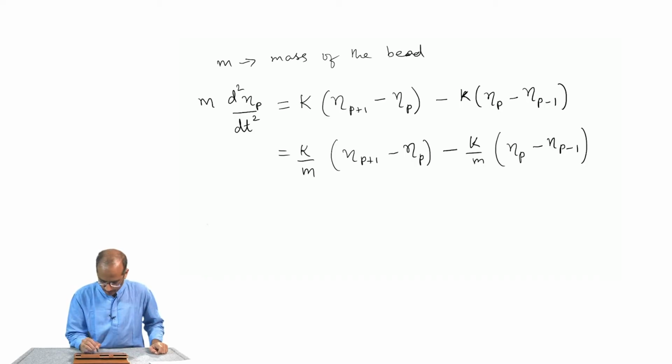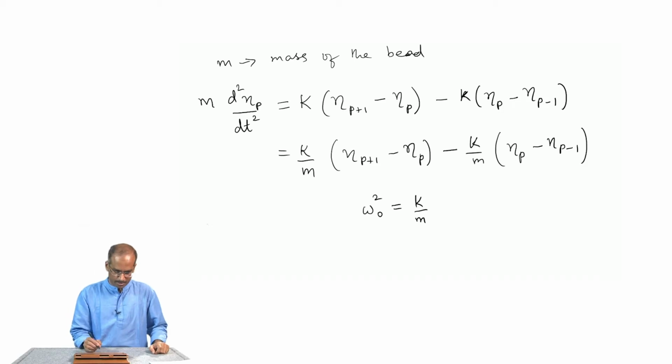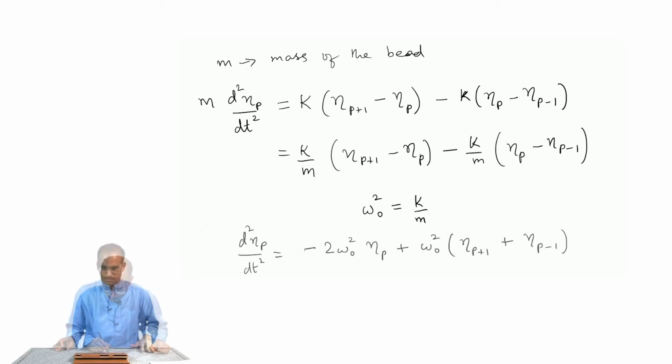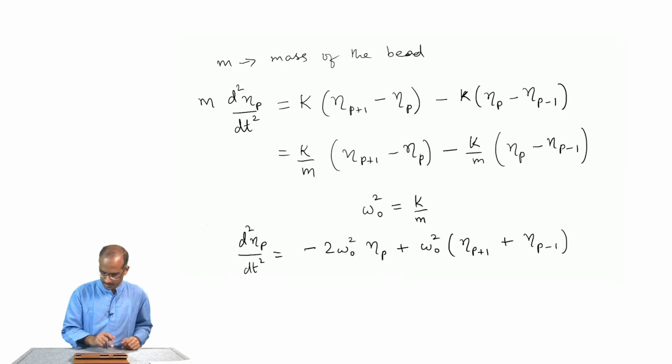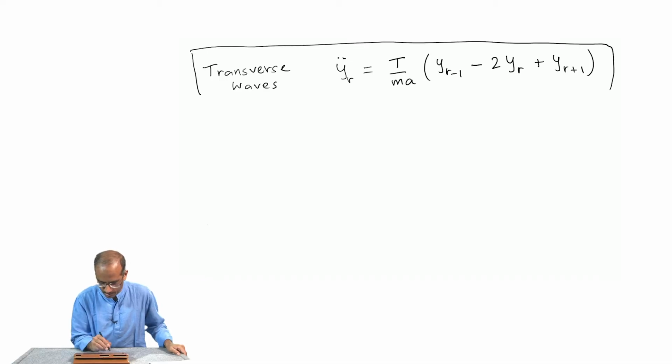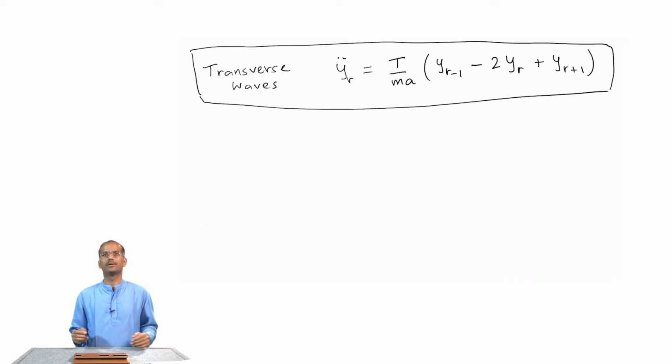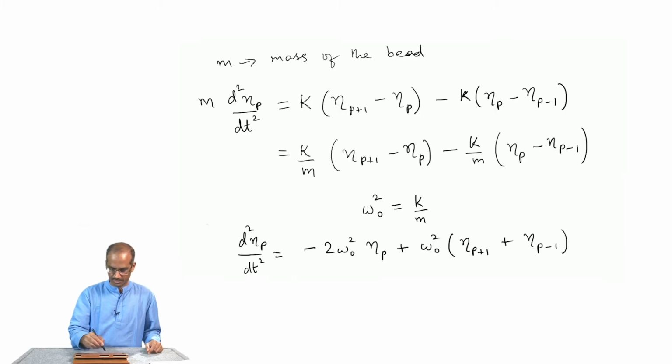And as usual, I am going to identify omega 0 squared as k by m, in which case this equation can be rewritten in a slightly different way. This is a sort of standard form for our purposes. This is to remind you of what we had got for the case of the transverse wave a few weeks back, and I would like you to compare this equation with the equation that we have just now obtained here, which is this equation.